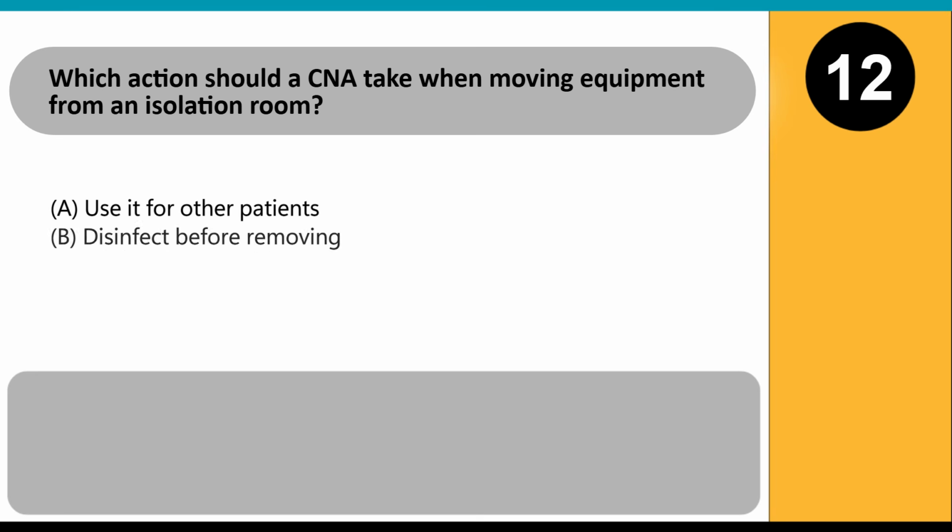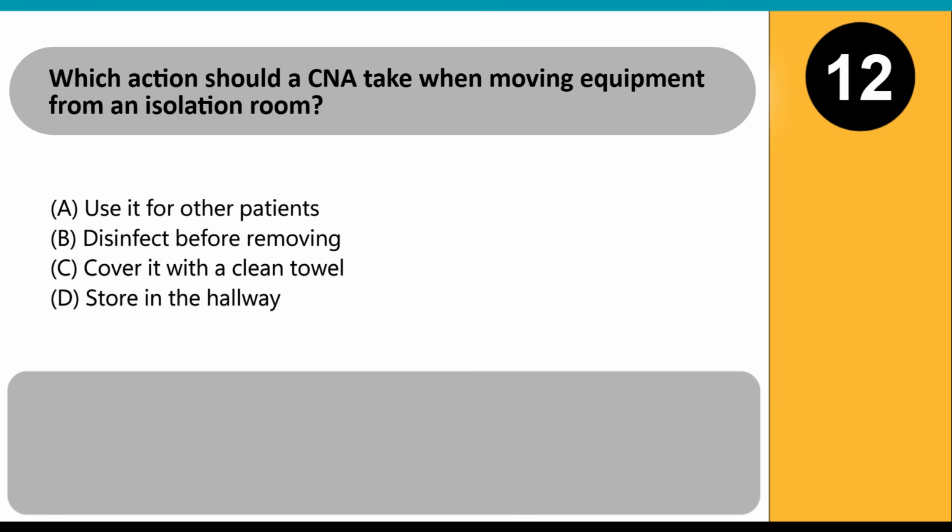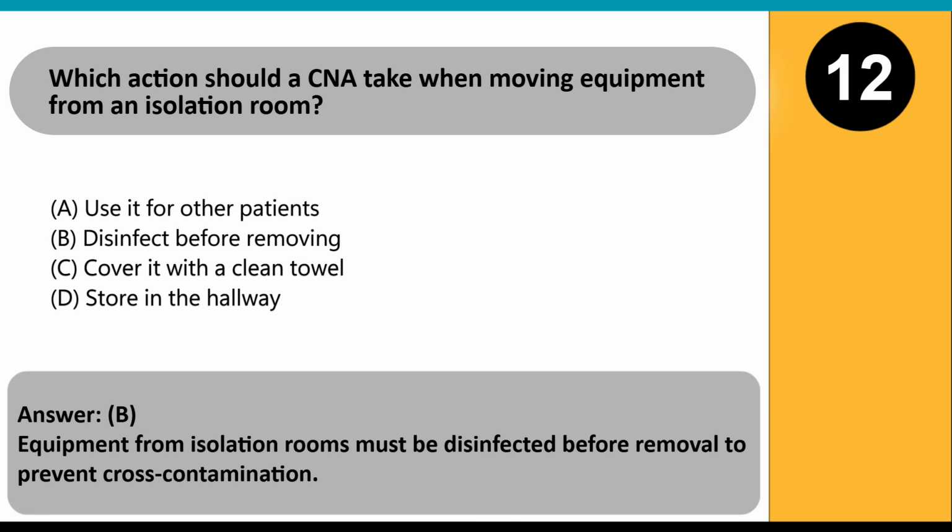Which action should a CNA take when moving equipment from an isolation room? A. Use it for other patients. B. Disinfect before removing. C. Cover it with a clean towel. D. Store in the hallway. Answer: B. Equipment from isolation rooms must be disinfected before removal to prevent cross-contamination.